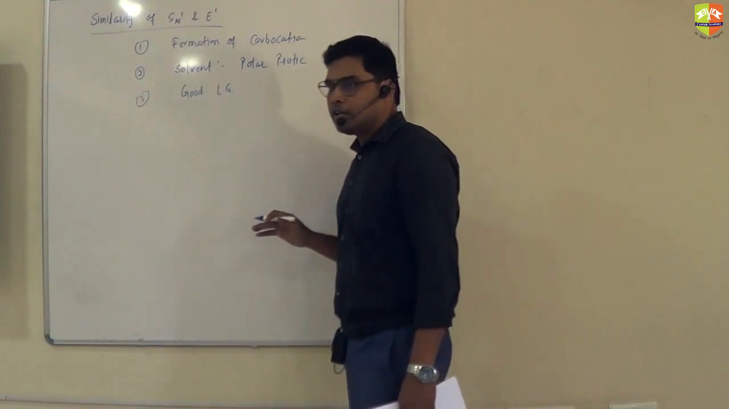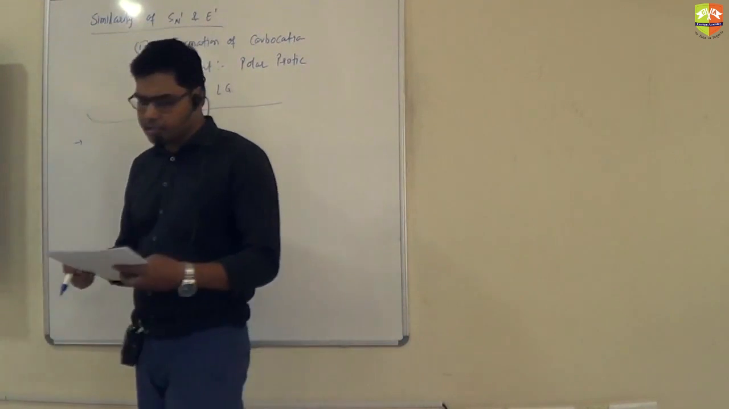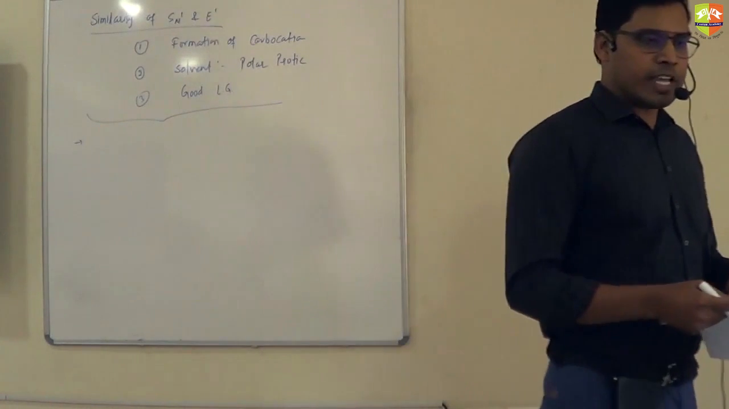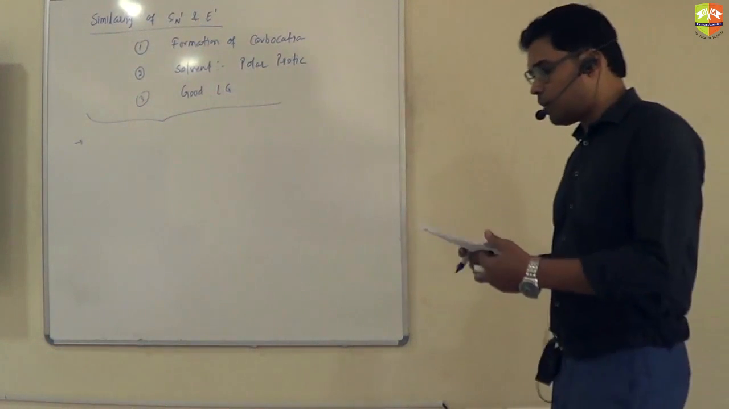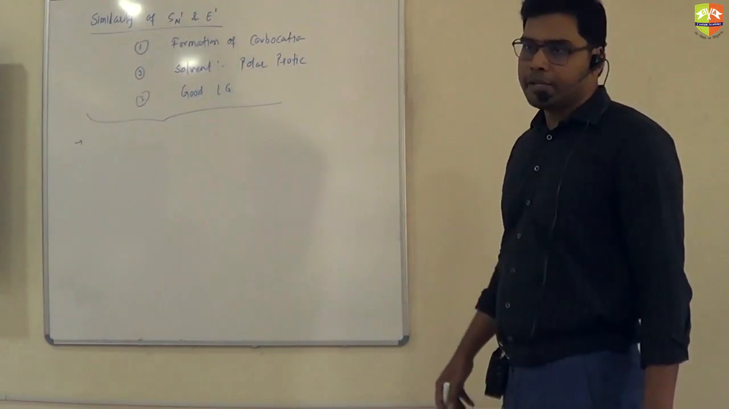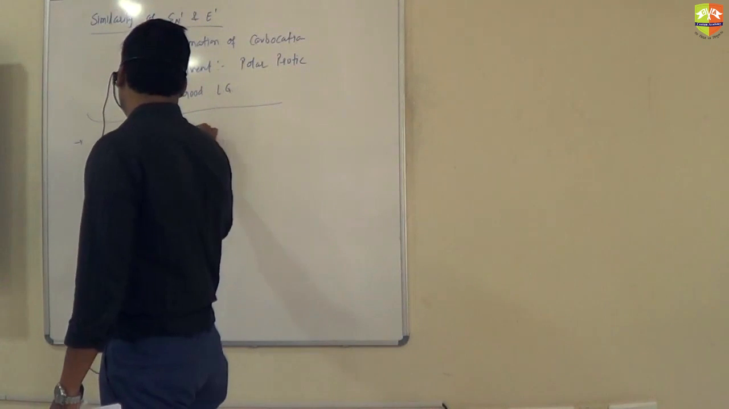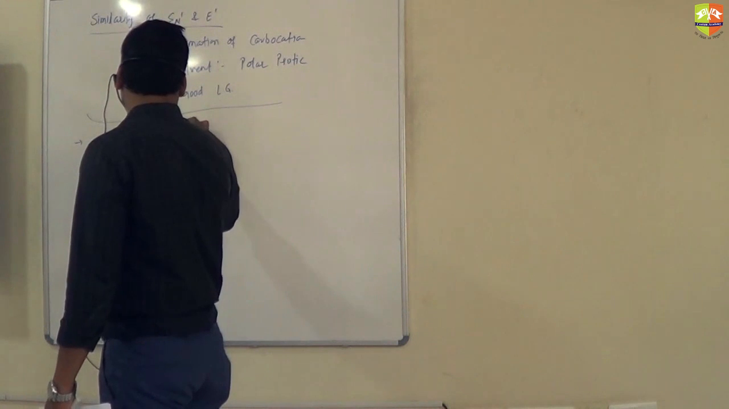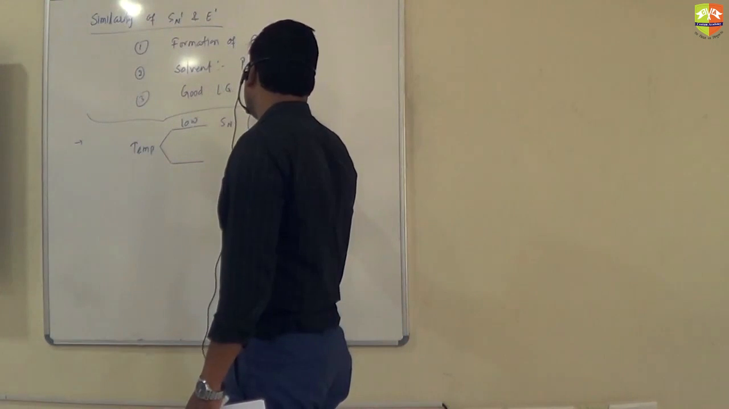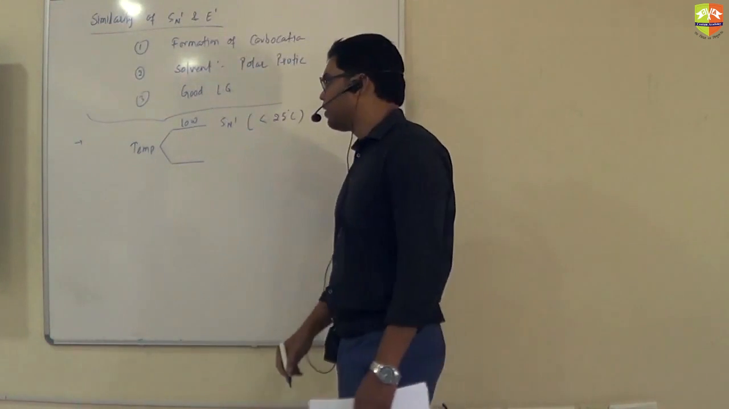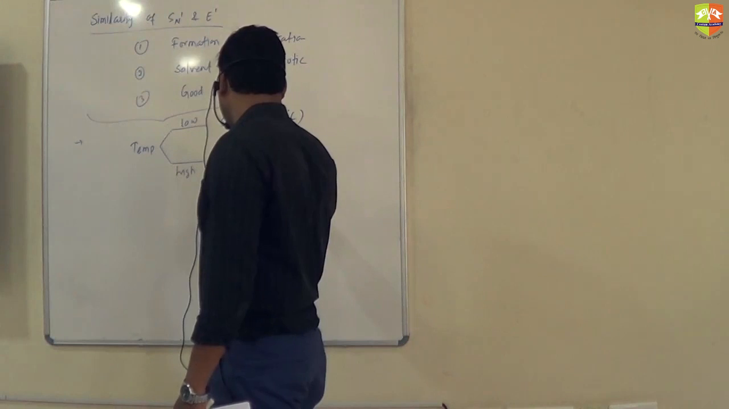The only difference is temperature. The condition which favors SN1 or E1 reaction is temperature. If the temperature is low, it is SN1 reaction, and for halogens, it is less than 25 degrees Celsius. If the temperature is high, it is E1 reaction, and the temperature should be more than 50 degrees Celsius.